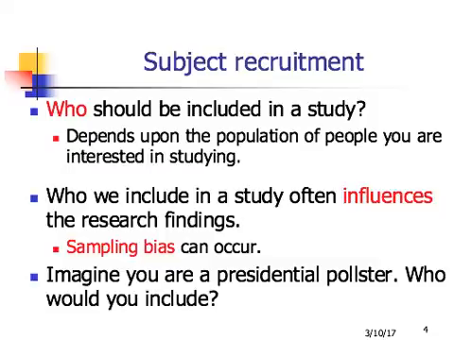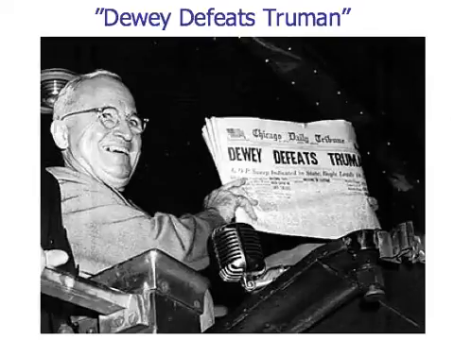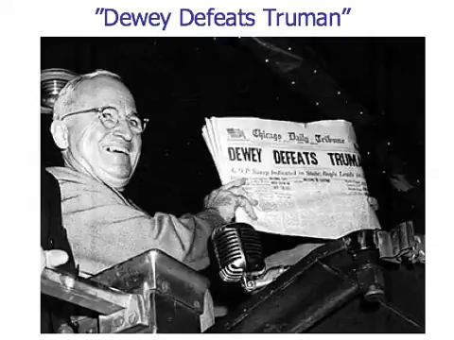Let's start by talking about, imagine you're a presidential pollster. Who would you include? Let me show you a picture here. This is a famous picture, and it says Dewey defeats Truman on it in the Chicago Daily Tribune. And that's a picture of Truman holding it the day after he won the election to be president of the United States. So this newspaper incorrectly predicted that Mr. Dewey, Mr. Thomas Dewey, was going to win the election over Truman. So it's kind of a funny example of how pollsters can get it wrong.